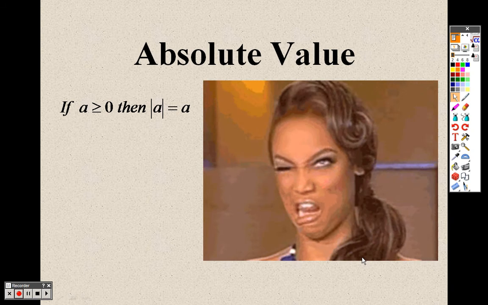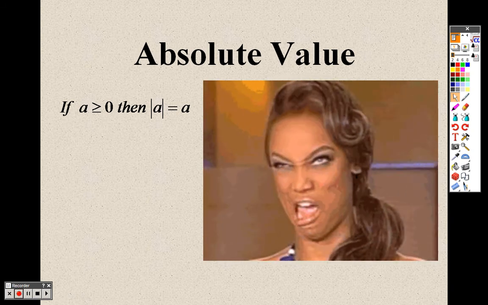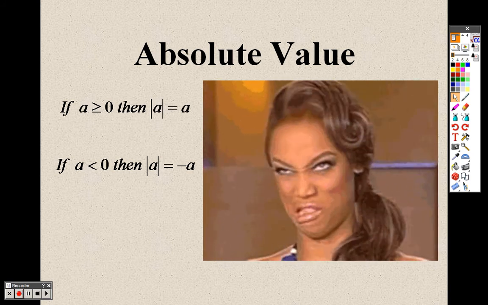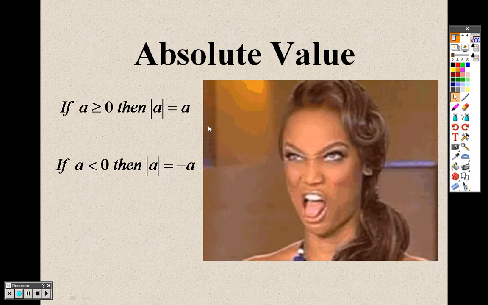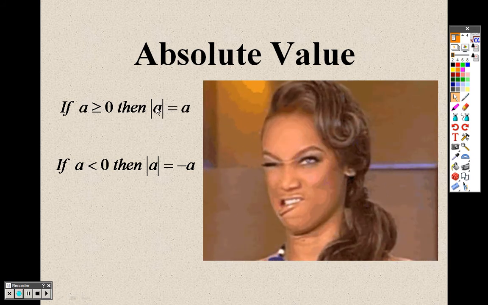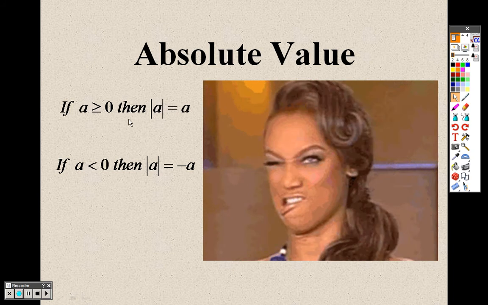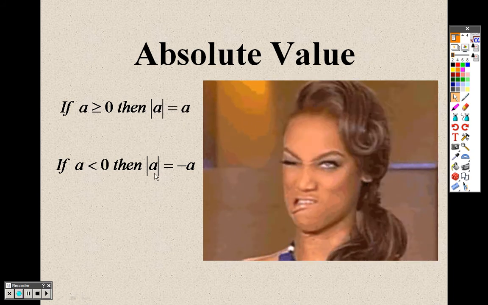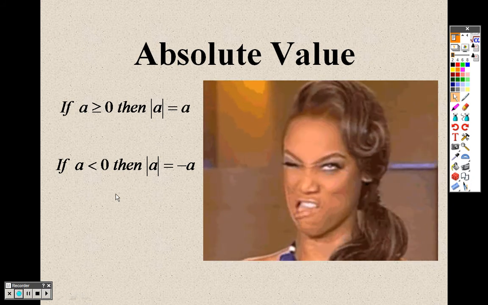So absolute value. Absolute value is you're going to get a positive number. So, for example, if a is greater than or equal to 0, then you'll get whatever that is. So if it was like 5, I'd get 5. The absolute value of 5 is 5. The absolute value of 10 is 10. But down here, if it's less than 0, it's negative. So the absolute value of like negative 4, you're actually going to still get a positive answer there.